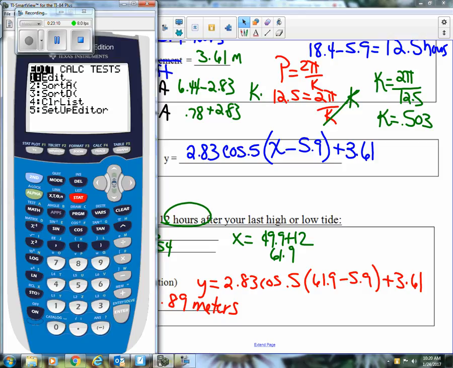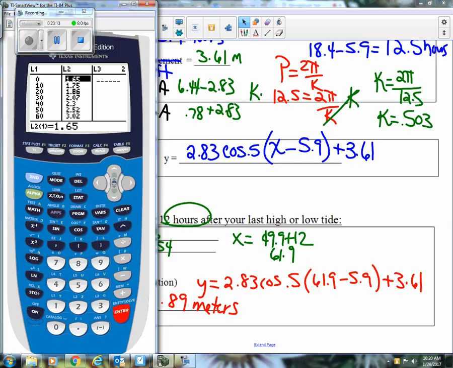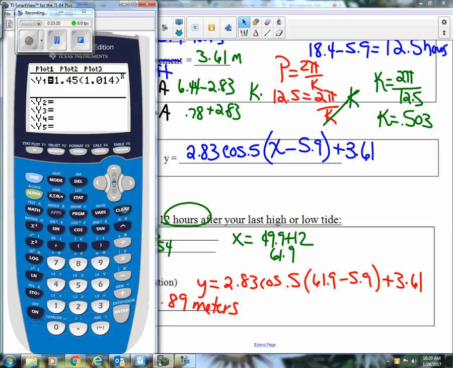So what I'm going to have you do is go ahead and enter in your data in your stat menu. X is in list 1, Y is in list 2. So I have to get my new data put in there. And then we're going to put our equation in the Y equals menu.